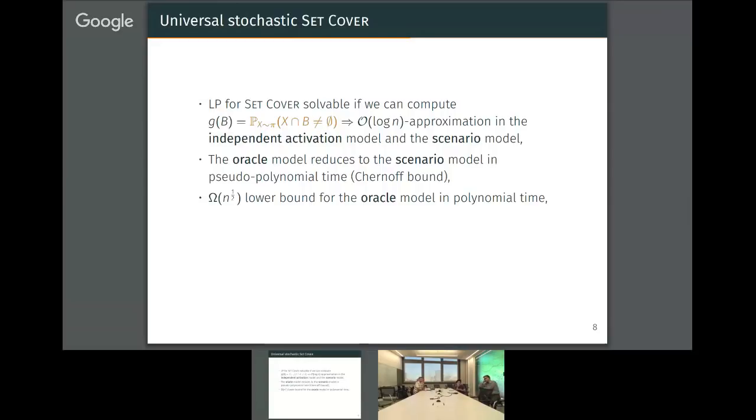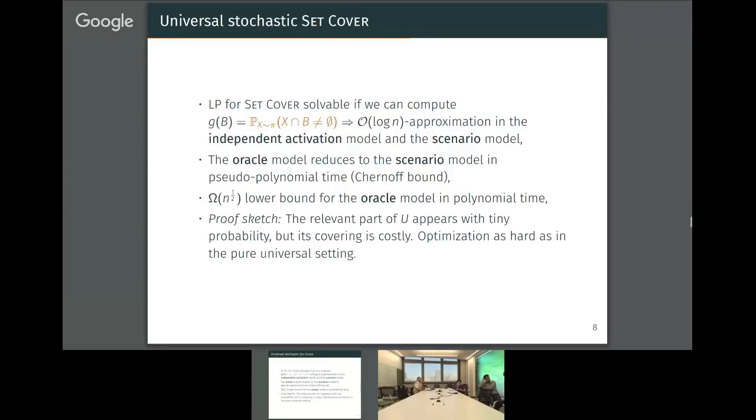instances we can also show a lower bound of square root of n, and the idea is that with the weights we can hide a relevant part of the input with a really low probability, and this gets as hard as the pure universal optimization, because the algorithm cannot learn anything about the distribution on the relevant part.